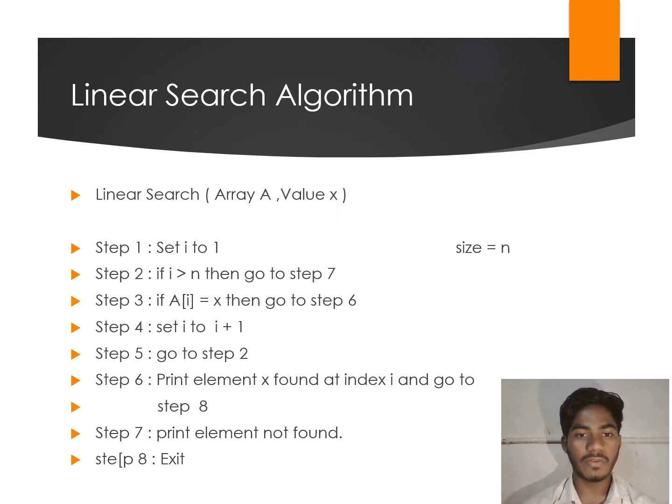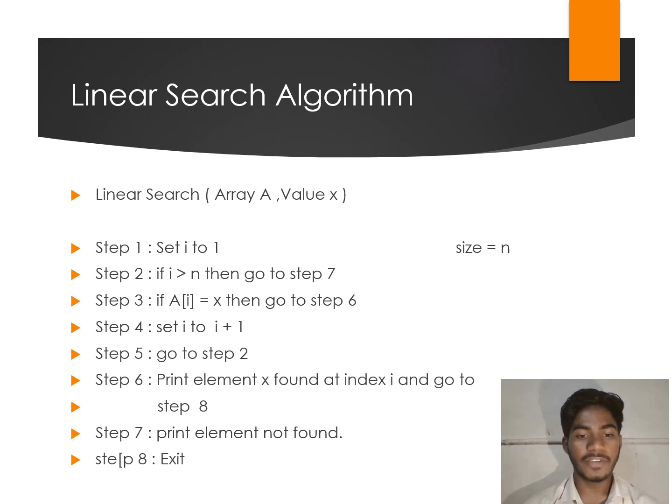Now let's see the algorithm of linear search. Let us consider an array A, the size of the array is n, and the value that we are going to search is x. In step 1, we set the value of I to 1. In step 2, if I is greater than n, then go to step 7. That means we compared each and every element of the array and reached the end of the array, so the element we are searching for is not found. So we go to step 7, which means print element not found.